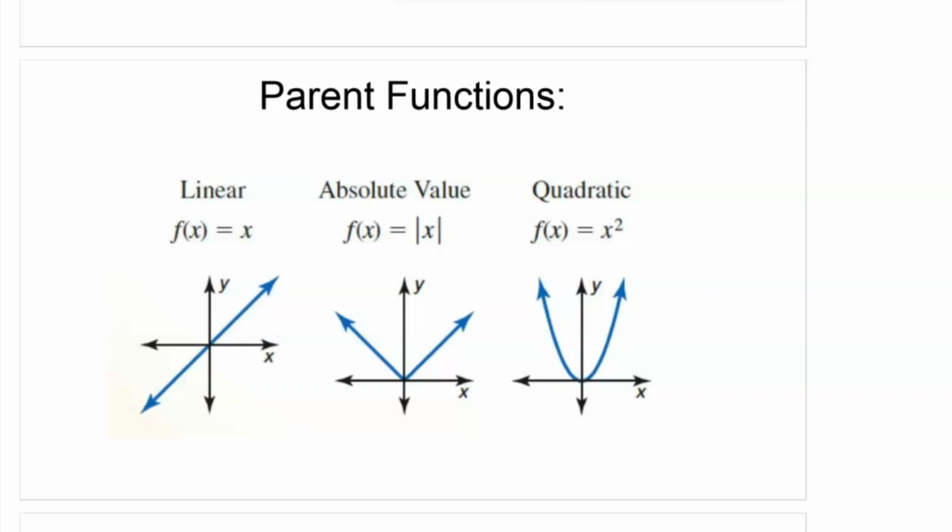So we have f of x equals x for the linear example. And then absolute value, f of x equals the absolute value of x. And quadratic, f of x equals x squared. So these are the graphs of the parent functions. So when you are graphing these, think about these parent functions as your starting place. So this is what you start with, and then from there, we add all of the transformations.